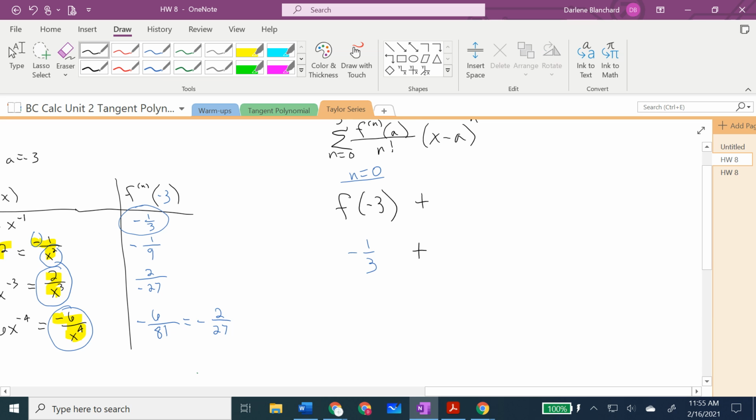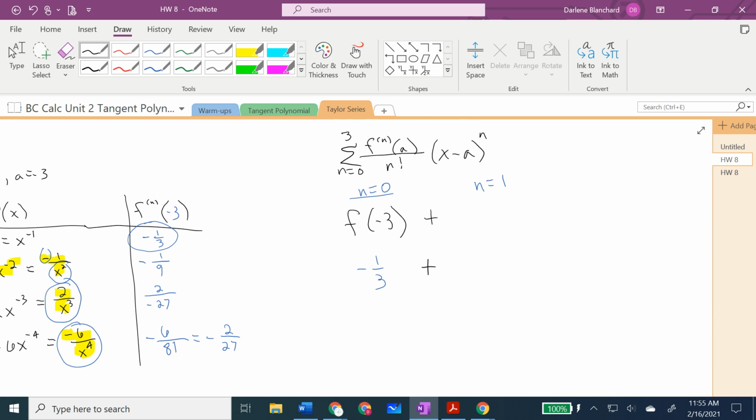Sigma says add, and it says add 1 to the starting n. Now we're at 1. In this formula, after simplifying, that turns into the first derivative at negative 3 multiplied by, now the center is negative 3. That's my a. So in this situation, it's x minus negative 3 to the 1 power. I know that f prime of negative 3 is negative 1/9.